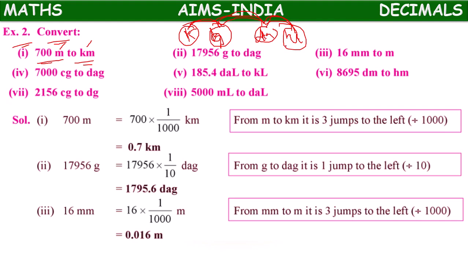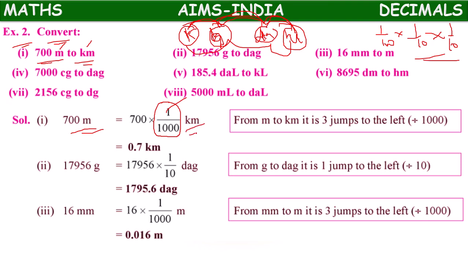When we are moving from lower to higher, what we have to do? We have to divide by 10. So 1 step, 2 steps, 3 steps. Means by 10, by 10, by 10. 3 times we have to divide with 10. Because 1 by 10 into 1 by 10 into 1 by 10, 3 times we divide, it will turn into 1 by 1000.